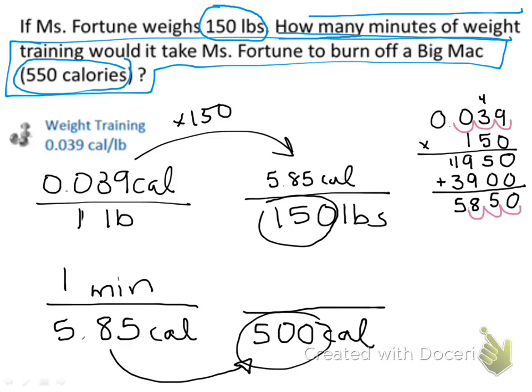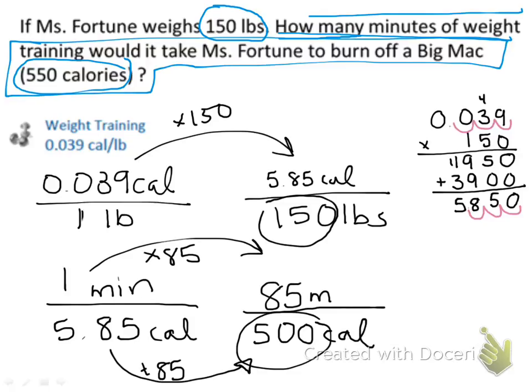Now let's go back to our question. Our question was, what would we need to multiply 5 and 85 hundredths by to get it to be 500? And our answer is 85. So that means that on my arrow at the bottom, I am doing times 85. So I'm going to do the same thing to the numerator, and 1 times 85 is 85. Now this is 85 minutes. So that means it would take me 85 minutes of weight training to burn the 500 calories in a Big Mac.